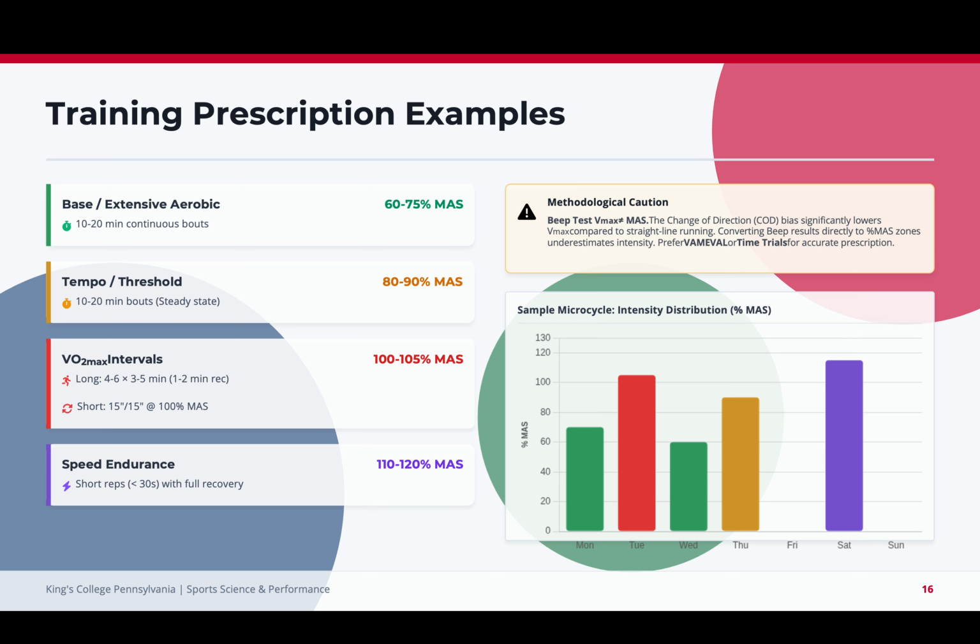You can work it at 100 to 105%. And for speed endurance, short reps, 110 to 120%.